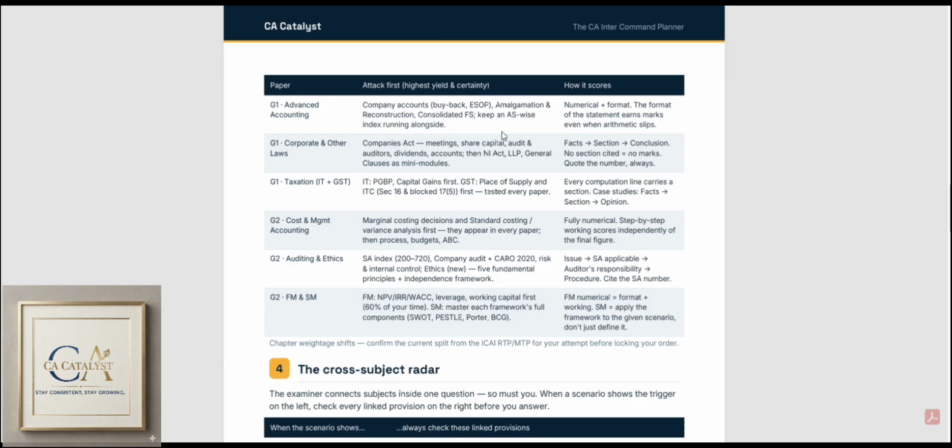You just hope that this answer is correct, and you come out of the exam hall thinking that you have written an answer and you hope you will score this much. No, my friends, it doesn't work that way. Remember it.